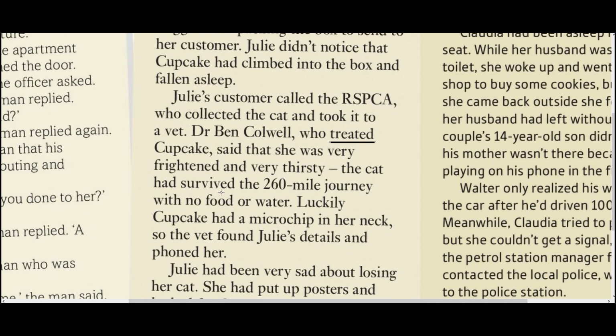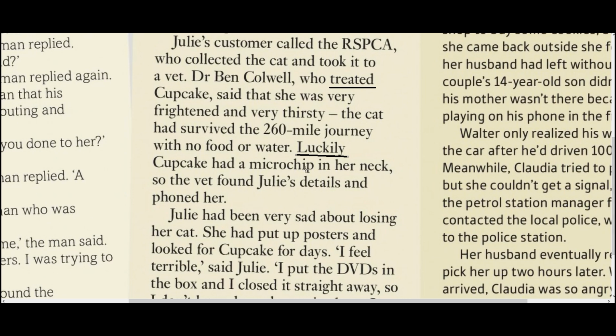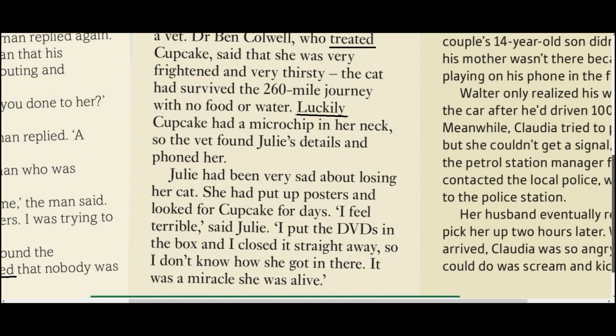Кошка, получается, пережила путешествие, получается, 260 миль, чуть больше 300 километров, без еды и воды. Luckily, это у нас к счастью, то есть к счастью, в капкейке был микрочип на ее шее, поэтому ветеринар выяснил все детали, то есть куда позвонить, как с кем контактировать, имеется в виду детали Джули, и позвонил ей.